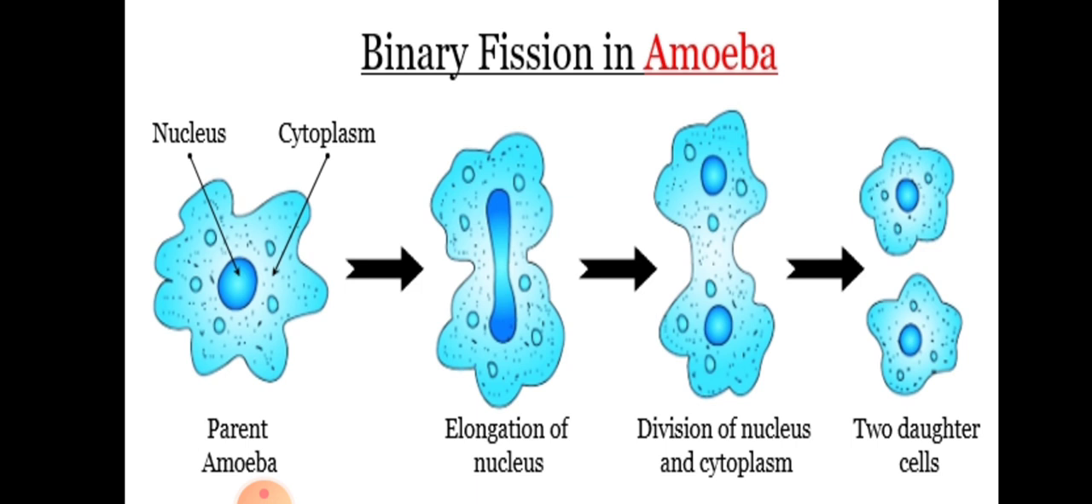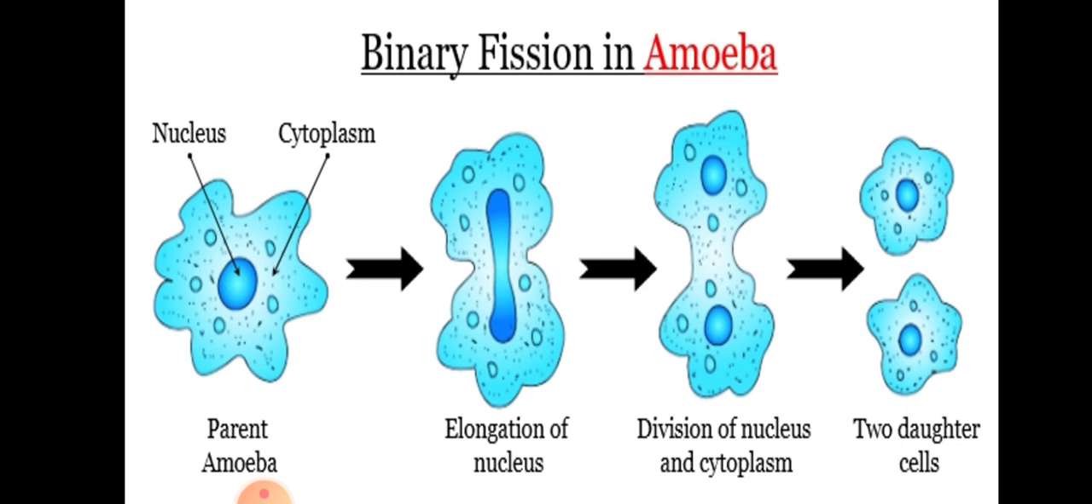So one amoeba will divide into two equal sized daughter cells. Yes, that is binary fission. Bi means two. Two equal sized daughter cells are formed from a single parent. These daughter cells are identical to each other as well as to the parent cell. You can see here the parent amoeba is dividing into two.